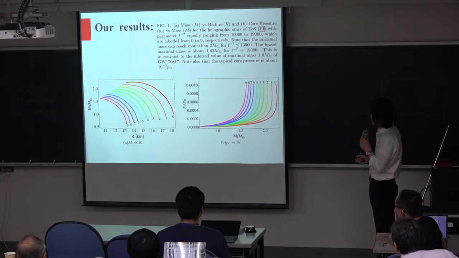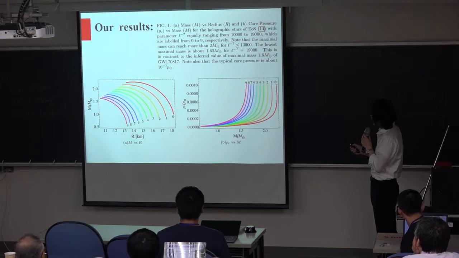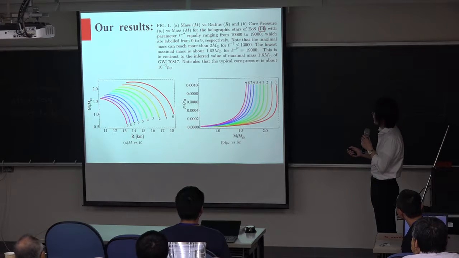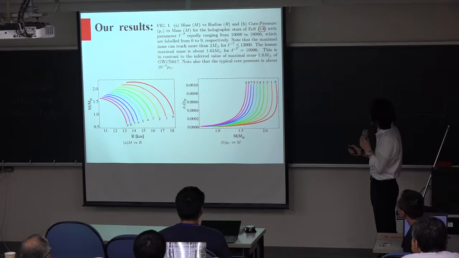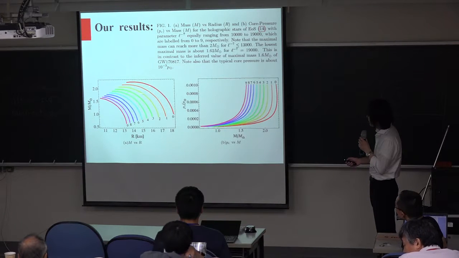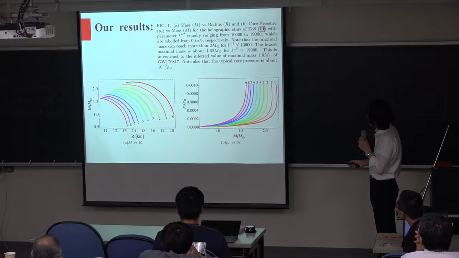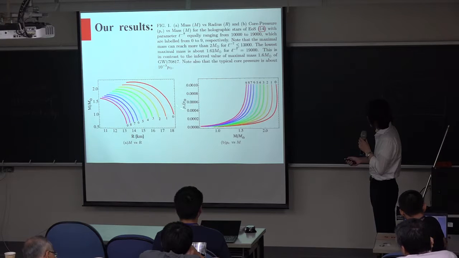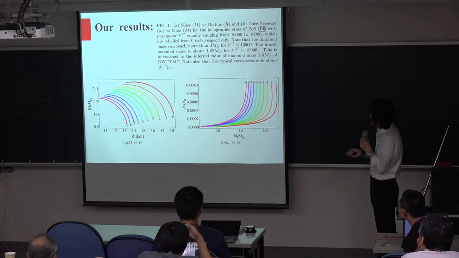So now let's see our result. As we mentioned before, we only have one parameter called A, which is proportional to L to the -7 order. We say we could have a possible range from 13,000 to 19,000, which means we could easily obtain two solar masses if L to the -7 is small enough. Also we have these pressure and mass pictures.